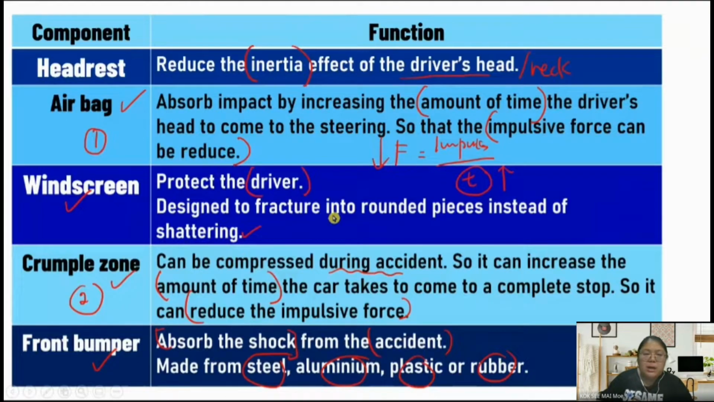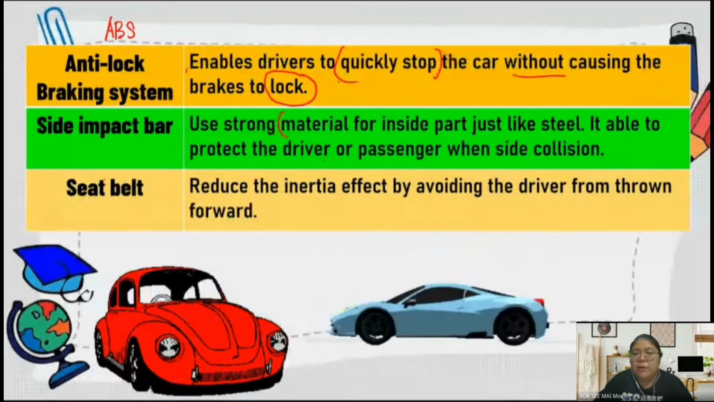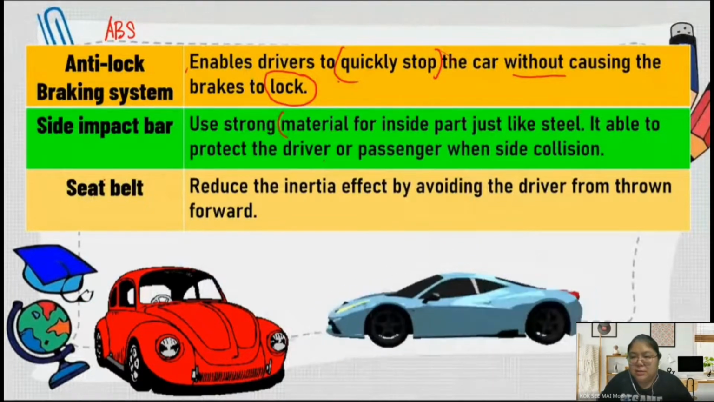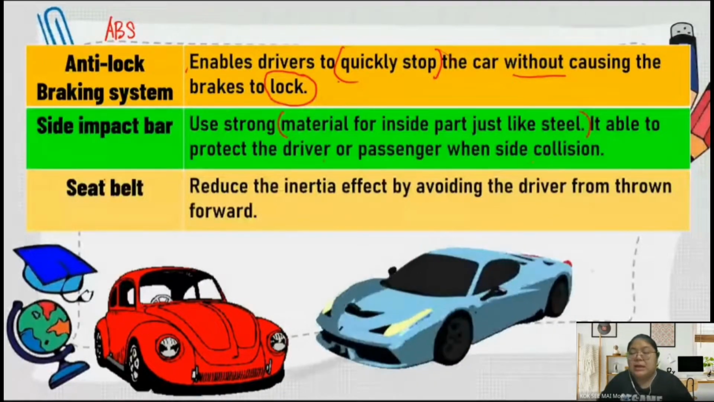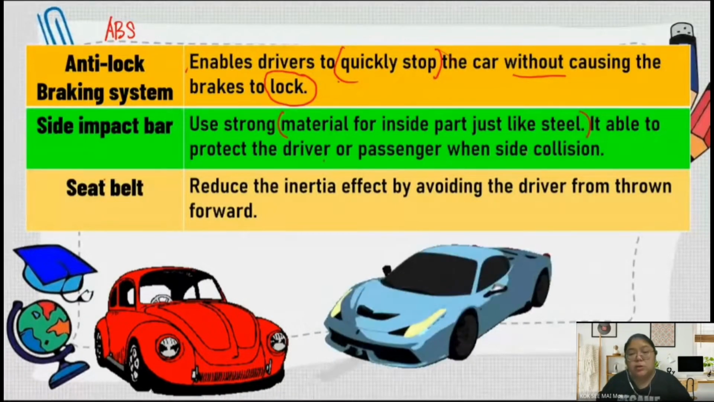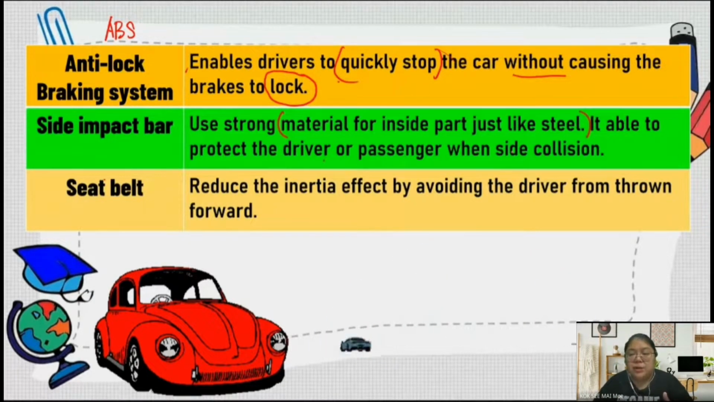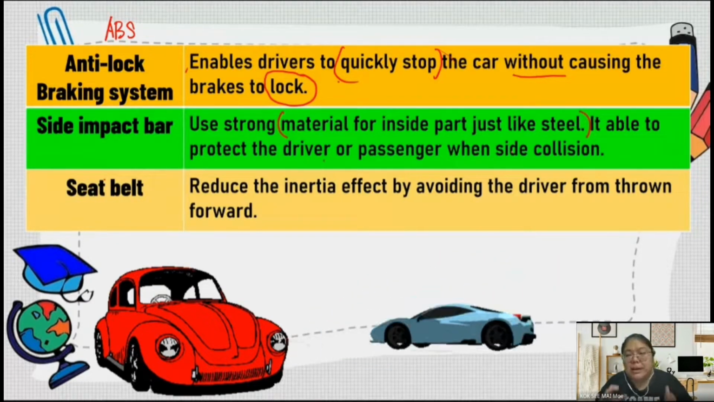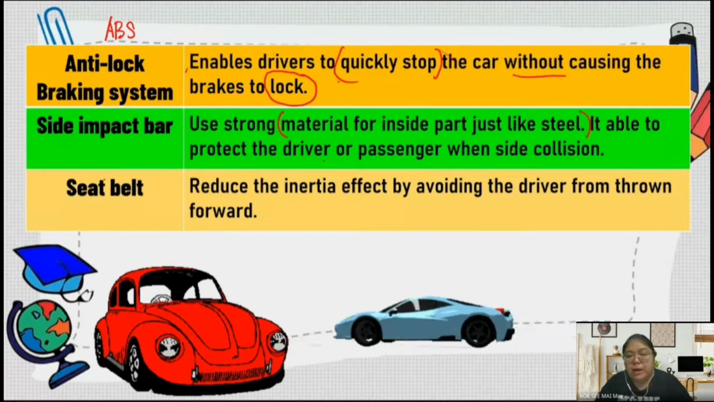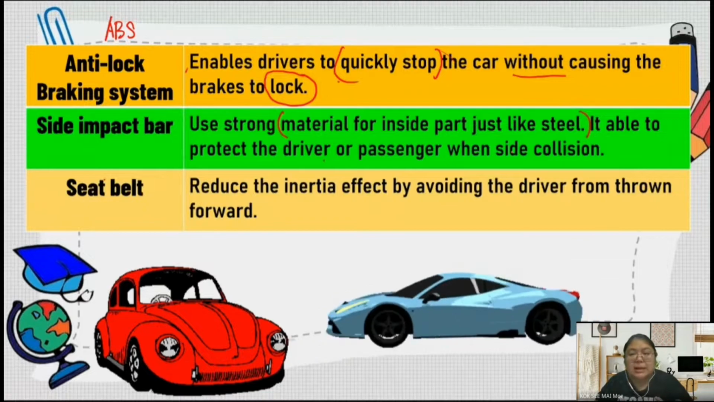Now you're going to see why the impact bar needs to be stronger. Use a strong material for the inside part, just like steel, to protect the driver or passenger in a side collision. This one is also just talking about the stronger material. They want to protect the passenger in an accident at the side collision. Maybe the side door can crumble, but inside must be very strong, to prevent the car from hitting the passenger when it collides. So this one is the side impact bar.